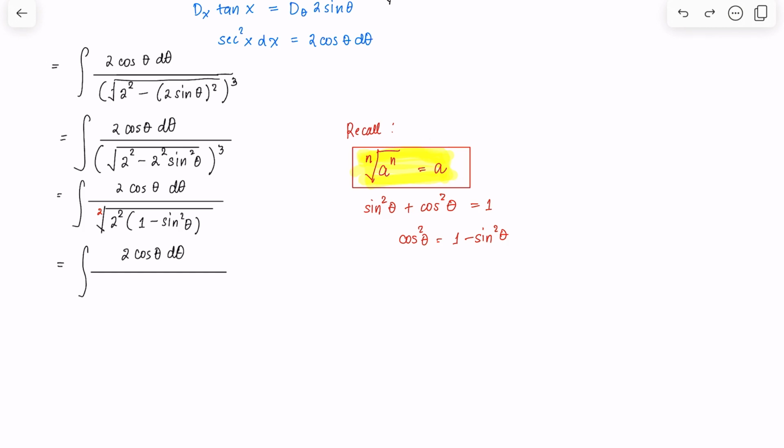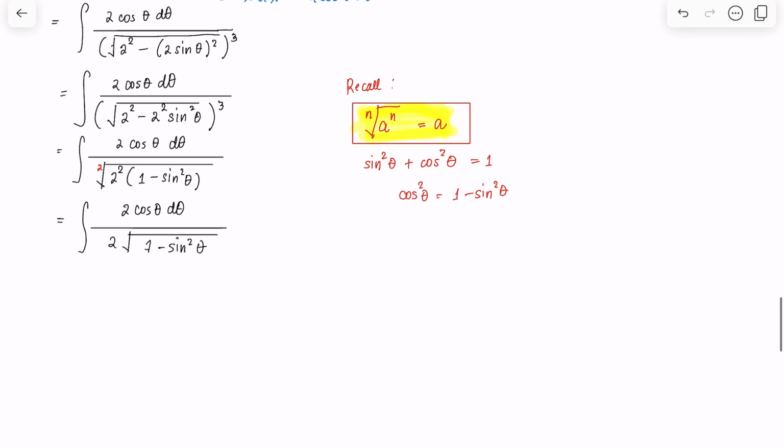Okay, this rule will apply. So what happens is 2 will get out of the radicand. So you have 2, and then the square root of everything will just be, after taking out 2, 1 minus sine squared of theta. But what is sine squared of theta? You know from here that this 1 minus sine squared of theta is simply cosine squared of theta.